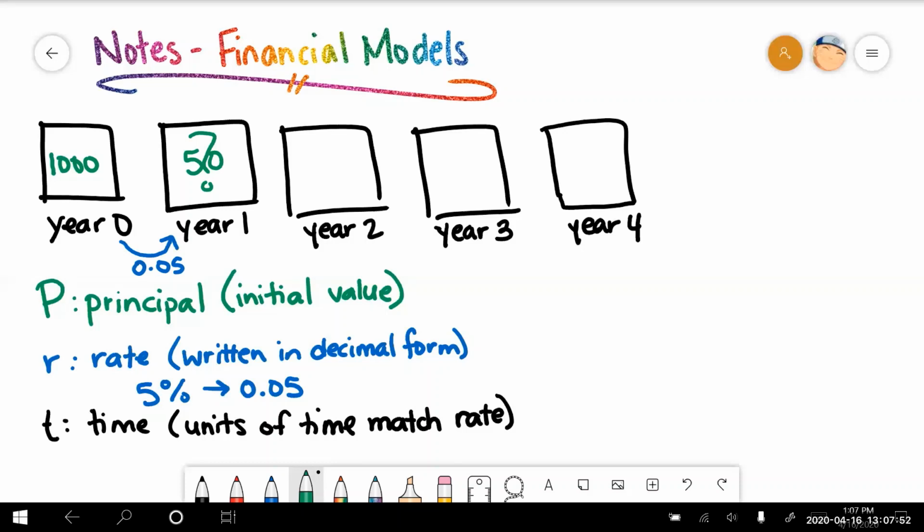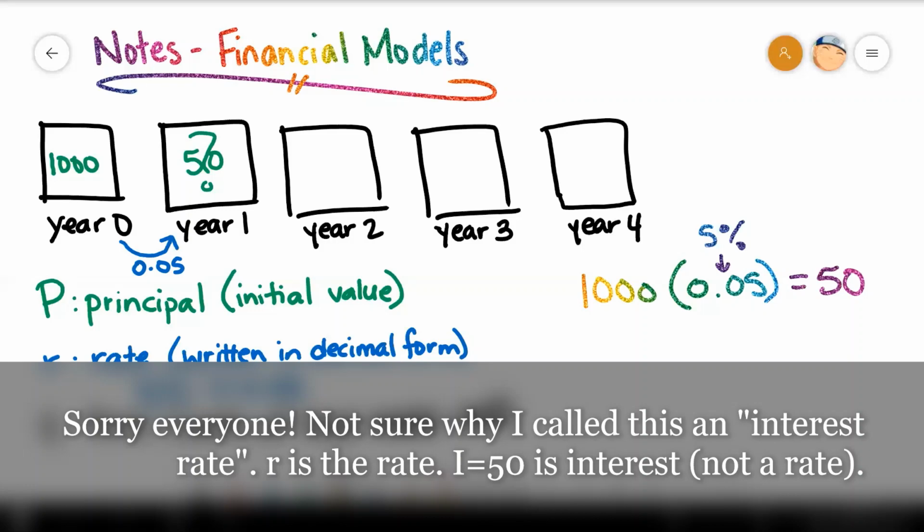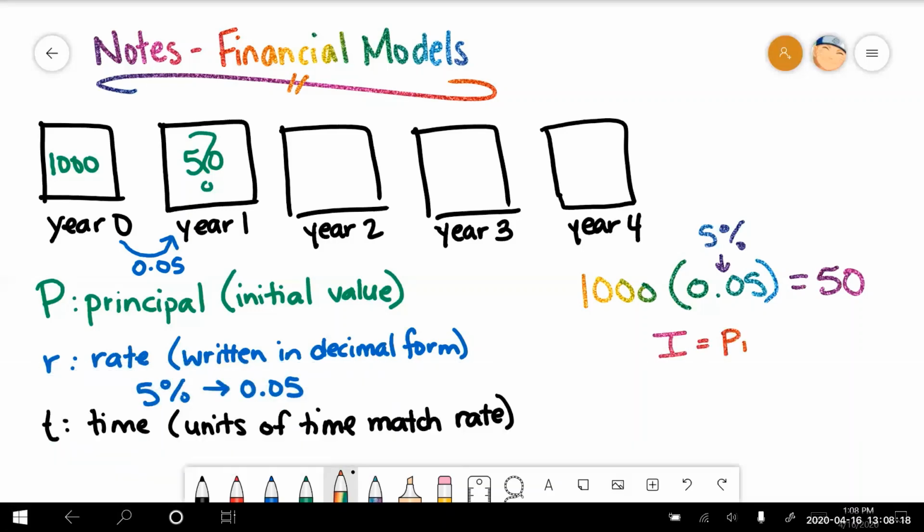So let's think about what's really happening. When you multiply $1,000 by 0.05, which is my 5%, then I get 50. But what's really happening to that 50? That 50 is interest, which actually has its own equation for simple interest, I equals PRT. In this case, our T was just a 1 because we only went 1 year.